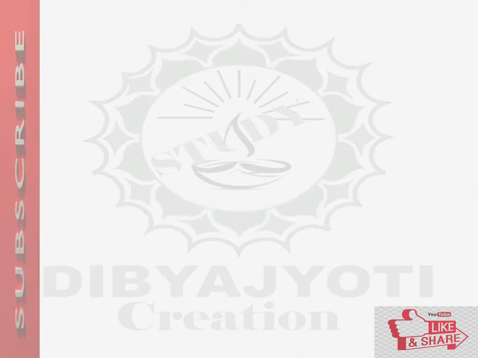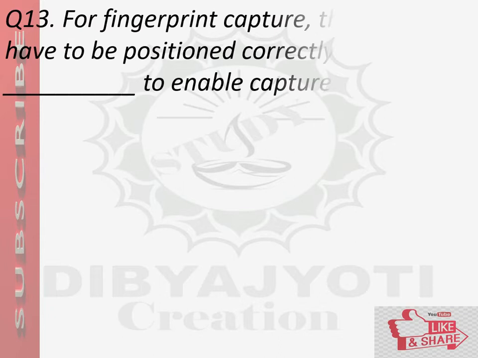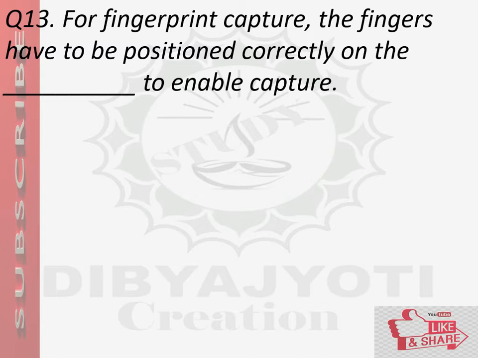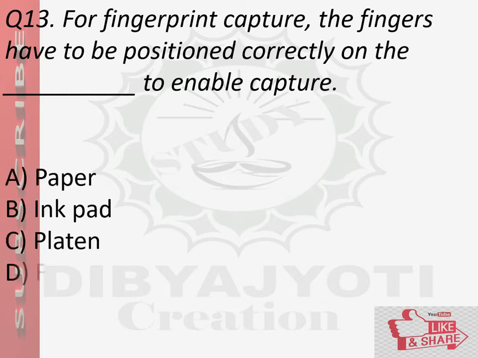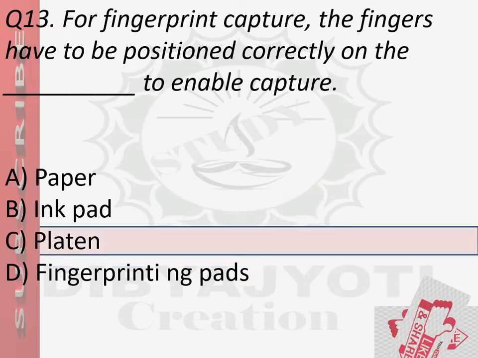Then next, question number 13. For fingerprint capture, the fingers have to be positioned correctly on the dash to enable capture. Options are: option A, paper; option B, ink pad; option C, platen; option D, fingerprint pad. And the answer is option C, platen.